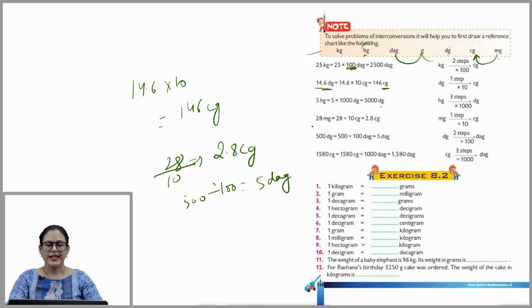Now, let us do exercise 8.2. 1 kilogram is equal to how many grams? 1000 grams. 1 gram is equal to how many milligram? Here you can see 1 gram is equal to how many milligram? 1, 2, 3, 1000 milligram.